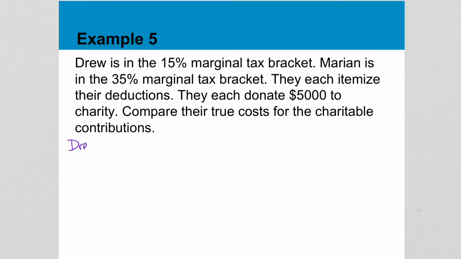So there's Drew and Marion. So Drew is in the 15% tax bracket, and 15% of $5,000 is $750.